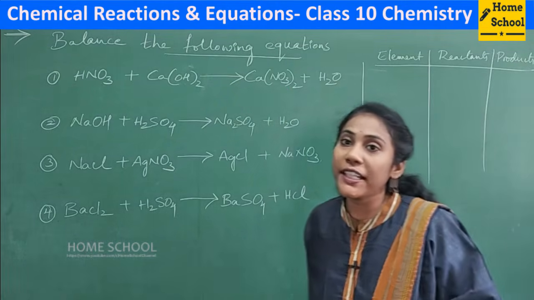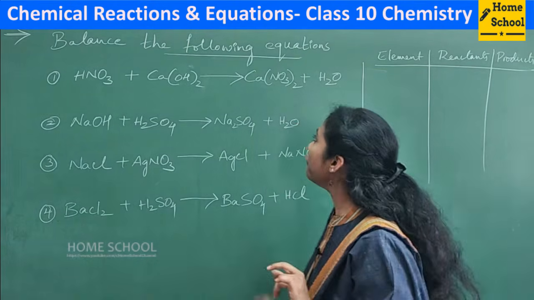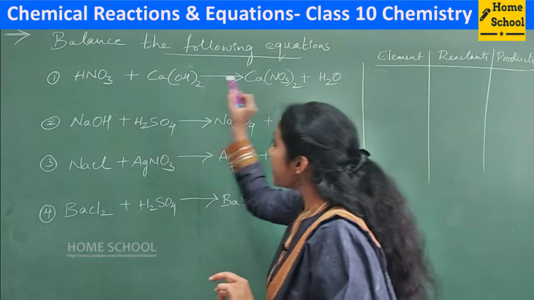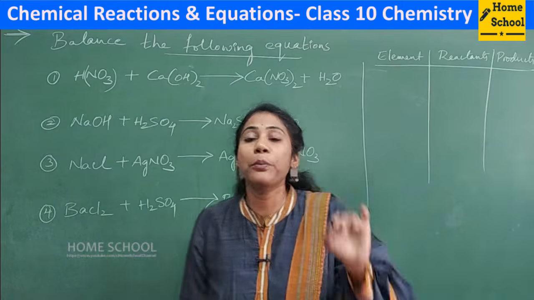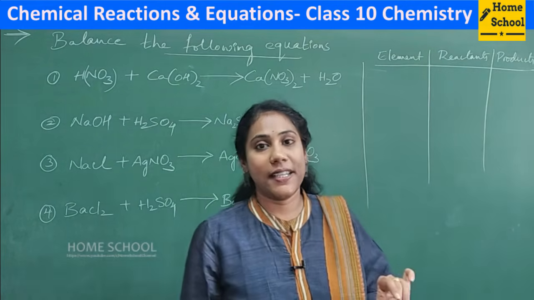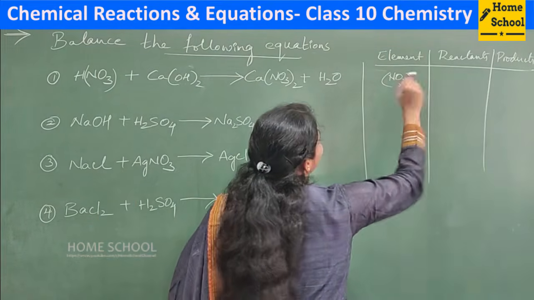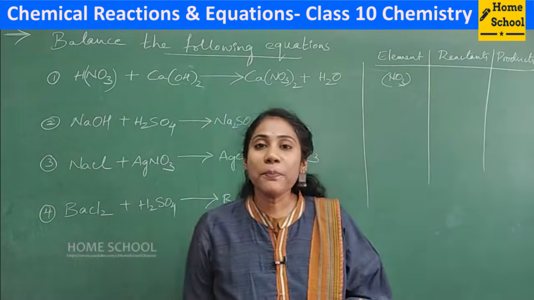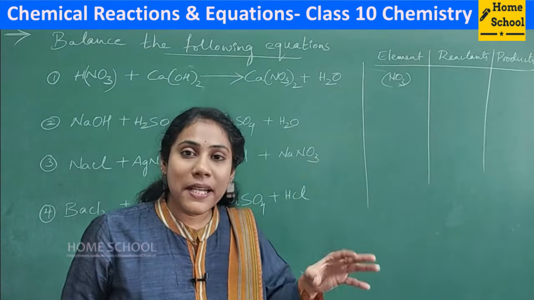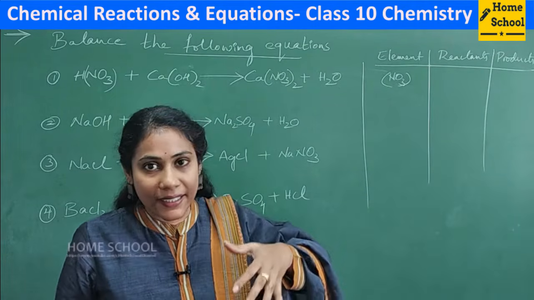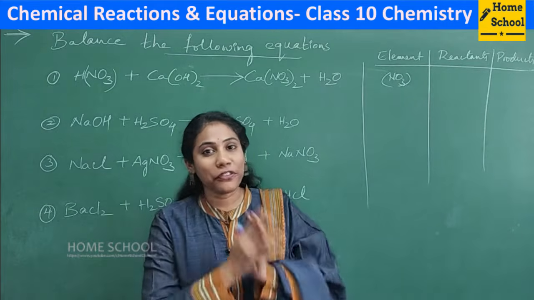So is this NO3 group present both in the reactant side as well as product side? Just observe, NO3 product side. Is NO3 present in the reactant side also? Yes, there is NO3 in both reactant side as well as product side. So you can consider NO3 as a group and then balance it. Okay, you are not supposed to consider nitrogen separately and oxygen separately. When NO3 is present in both the reactant side and product side, you should consider it as a group and finish off the balancing.